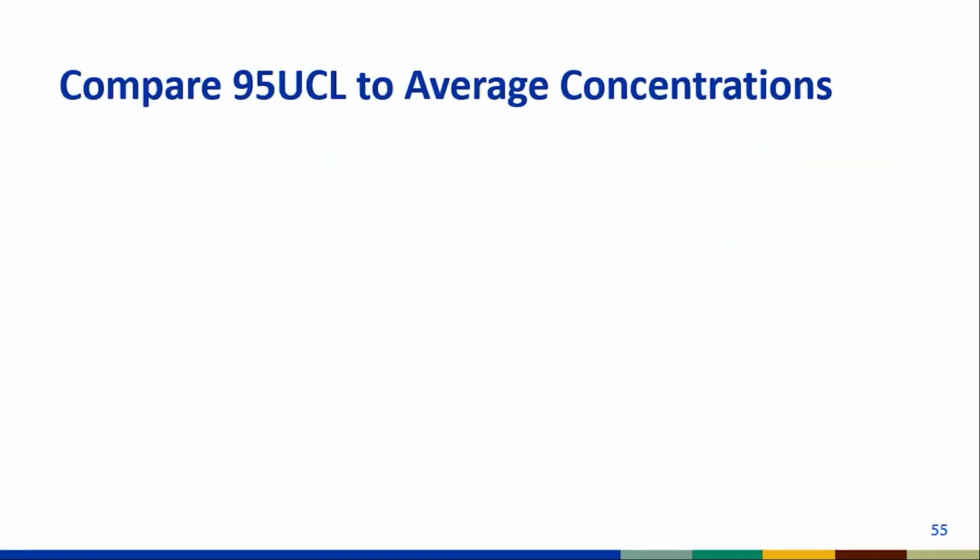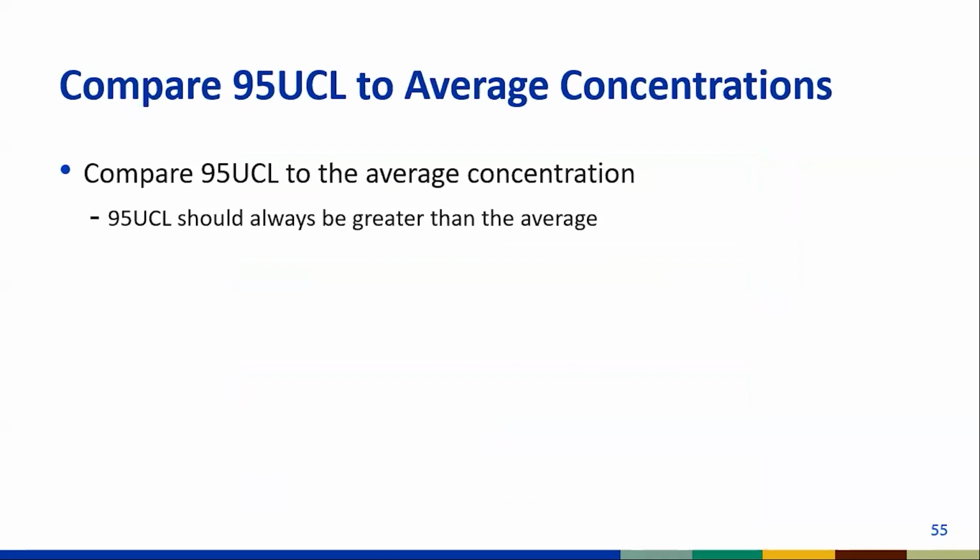I will briefly step through each of these checks now and later demonstrate how to implement them through a case study example. I'll begin with comparing 95 UCLs to average concentrations. Health assessors should first compare the 95 UCL to the corresponding average to ensure that the 95 UCL exceeds the average. This should always be the case.